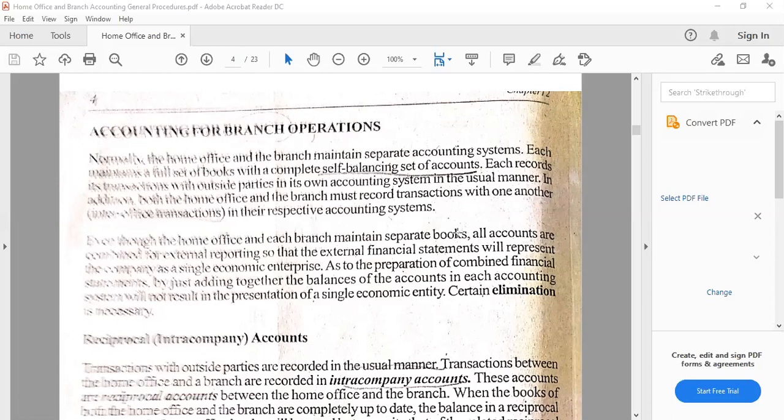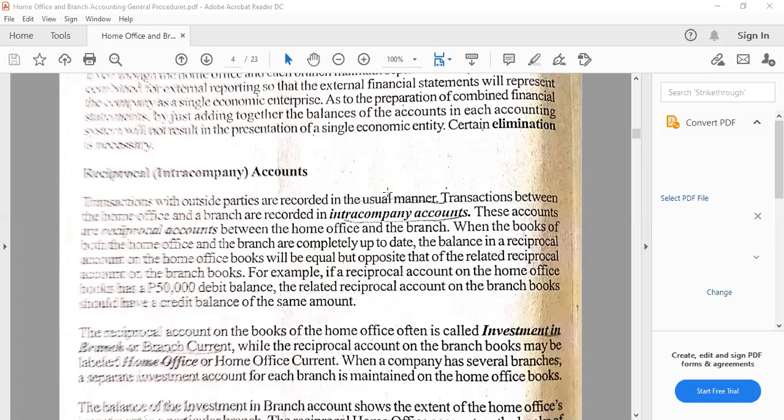And this happens because of the concept of accounting entity or business entity. That is, two or more entities are treated as one single economic enterprise or entity for external reporting purposes. That's why we eliminate those intercompany or intra-company transactions. The elimination will be discussed as we go along the way.